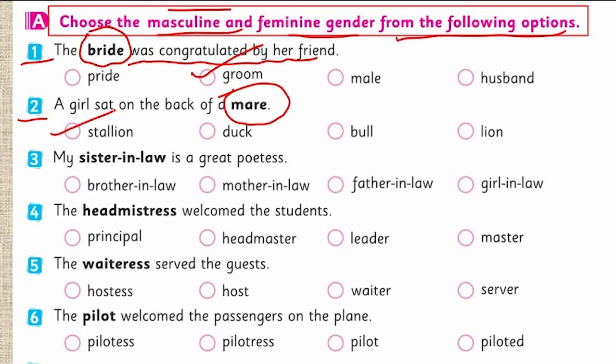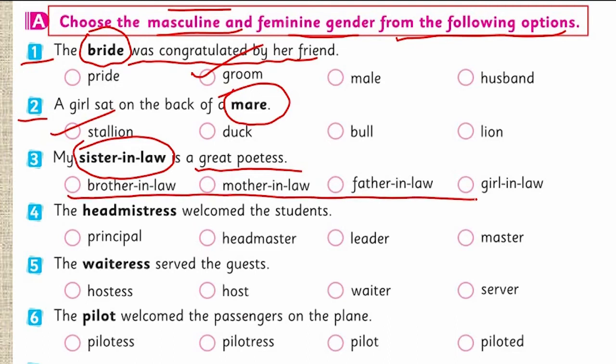Look at the third one. My sister-in-law is a great poetess. Here the sister-in-law is a feminine noun. You have to choose the masculine noun in this option. Yes, brother-in-law is the right option. Look at the fourth one. The headmistress welcomed the students. Here the headmistress is a feminine noun. You have to choose the masculine noun for it. Yes, headmaster.